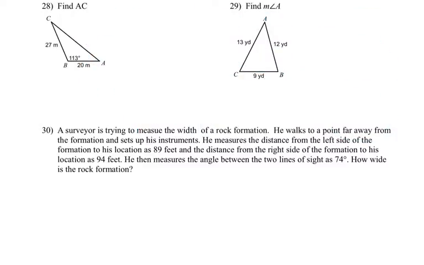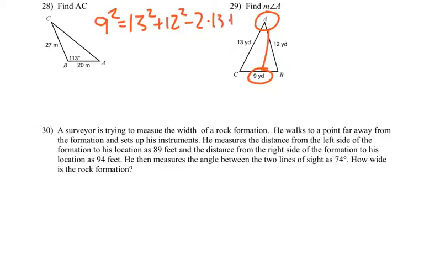Alright, now 29, these ones are not very fun because now we don't have an angle. So we want to find angle A, so our opposite side, very critical that you have the opposite side, right? Because that opposite side is where we start. So we get 9 squared equals 13 squared plus 12 squared minus 2 times 13 times 12 times the cosine of angle A. Now these ones are tough because now we have to simplify a piece at a time.